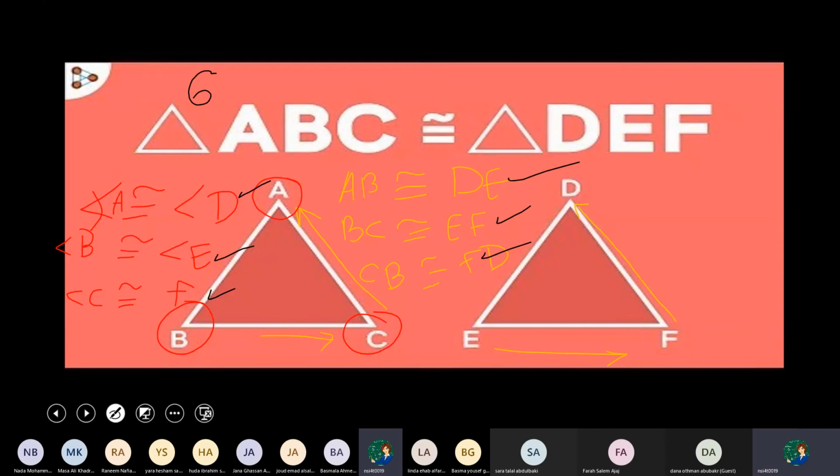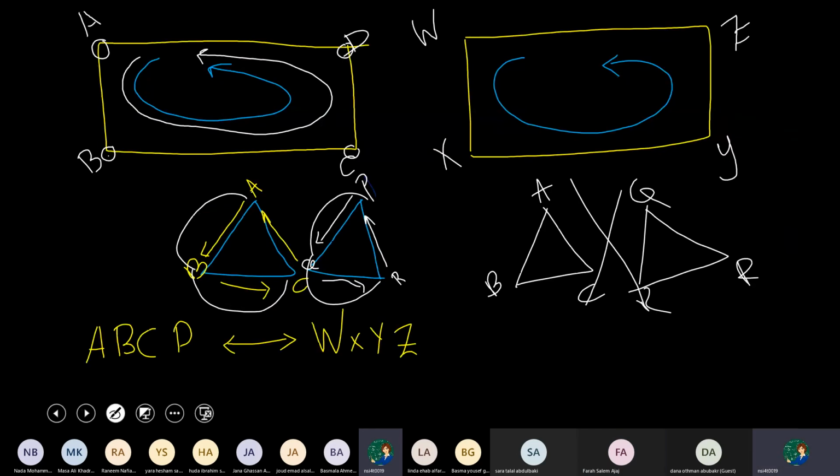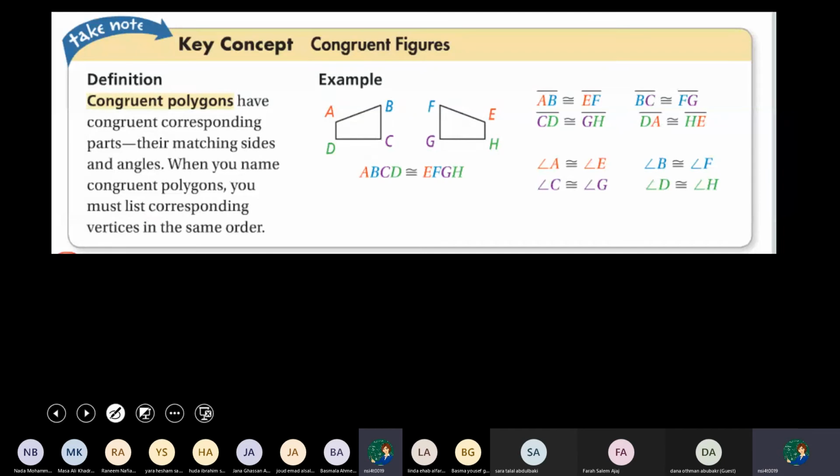Okay, now how many sides does the shape have? 3. Don't forget these two numbers. Now, come here. Here we have two shapes, and ABCD is congruent to EFGH. So by now, AB is congruent to EF.